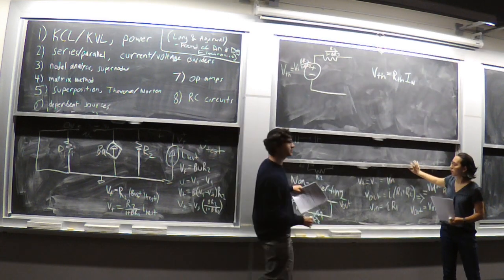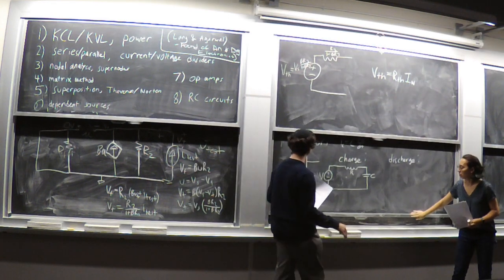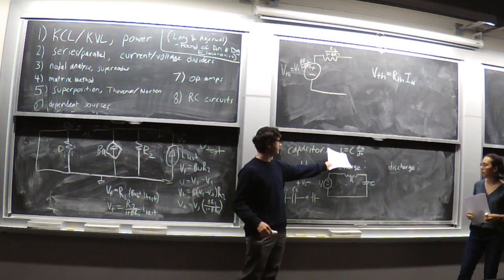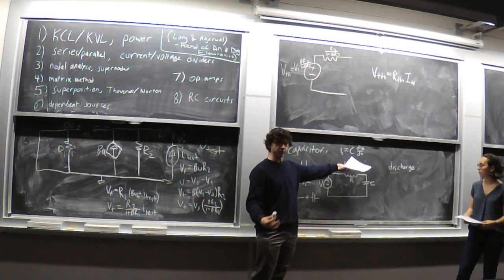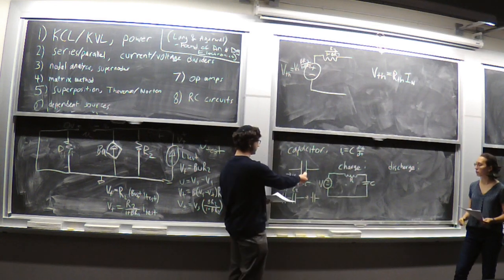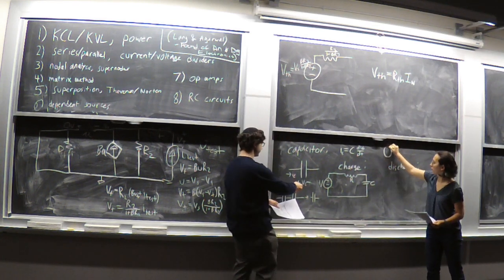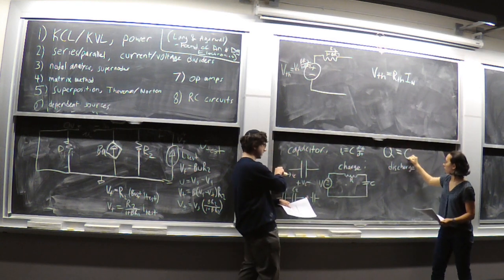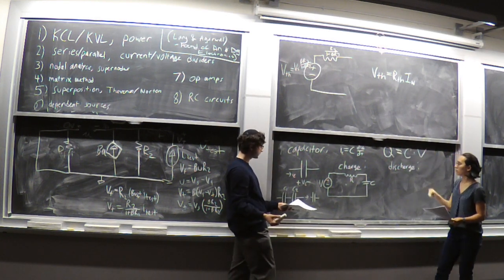Okay, so capacitors we just began to cover. They're a very cool device. Their current is proportional to the time derivative of the voltage across them. So this is how we draw a capacitor. As usual, we define the plus and the minus terminal, and the current goes into the plus terminal.